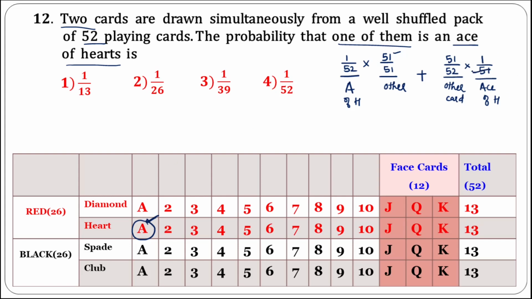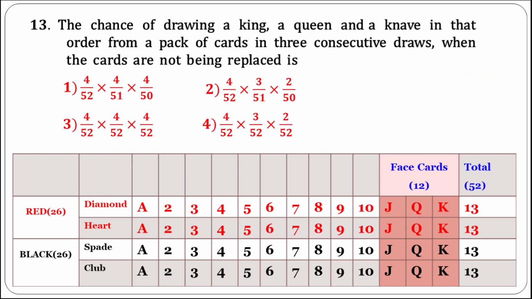Right, now see 51, 51 cancel, 51, 51 cancel. 1 by 52 plus 1 by 52, 2 by 52. 2 ones are 2, 26 twos are 52. What's the answer? 1 by 26. Which option? Option 2, 1 by 26. Now let's see the 13th question.